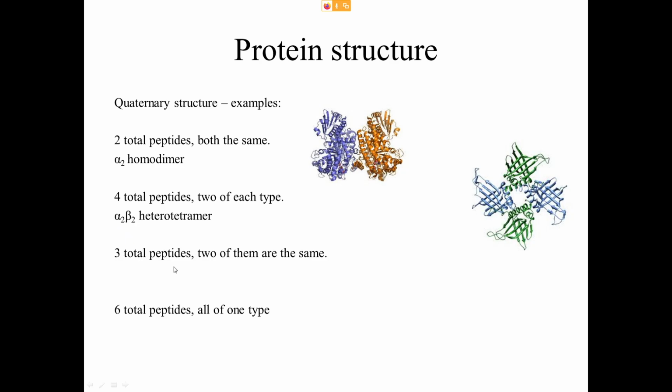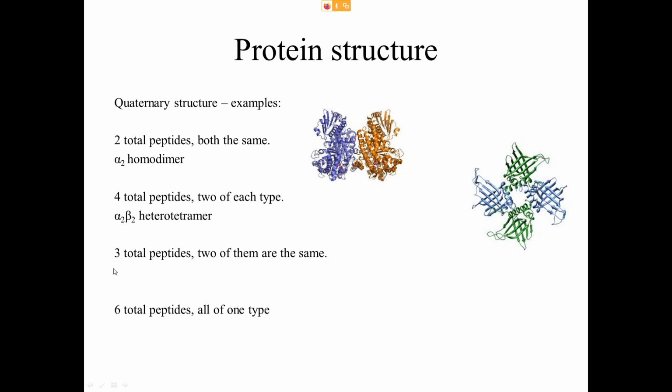How about 3 total peptides? 2 of them are the same, and the third one is not like the others. What would you call this? So 3 total peptides. What would you call that first? Tri. A trimer, right? 3 total peptides would be a trimer. Peptide is just a name for a chain, right? 2 of them are the same and 1 is not.